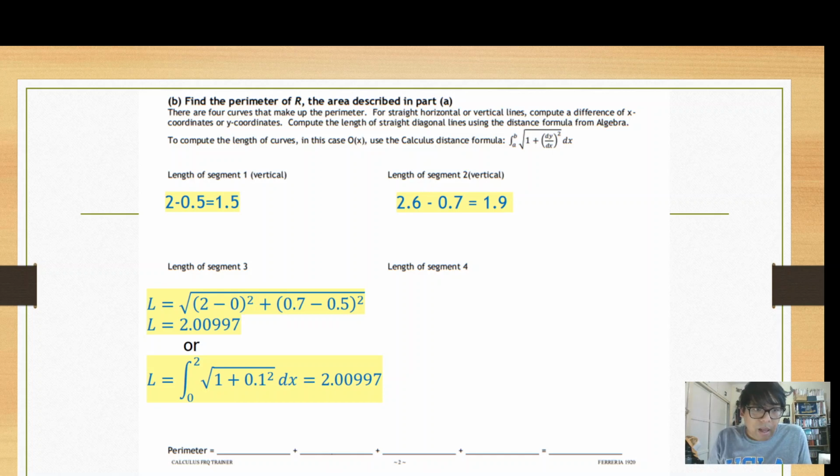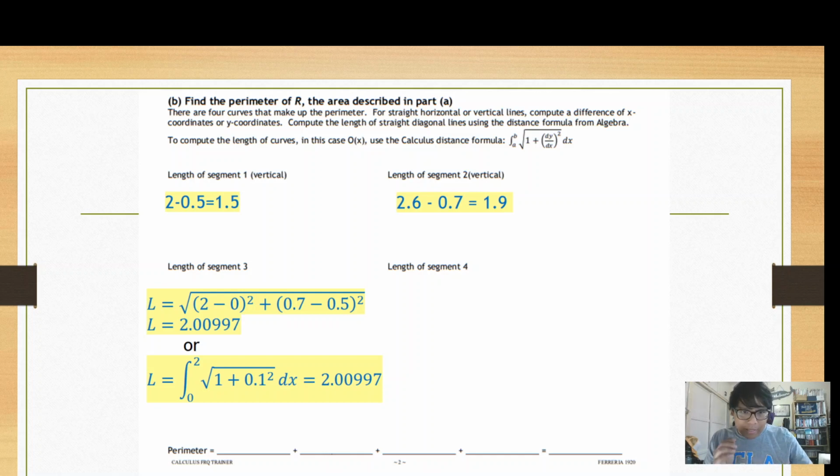No big deal. In our case, because our equation was, I think it was 0.5 plus 0.1x, dy/dx is 0.1, which is why you see a 0.1 squared right here. So this is 1 plus (dy/dx) squared. Most of the time, your derivative is going to be a function of x. In this case, because we had a linear function, our derivative is just a constant 0.1.